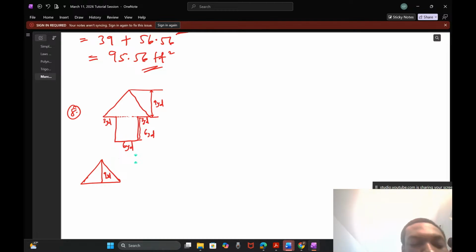So if we want to get the length of the base of this triangle, this place is 6 yard. So the length is going to be from here to here. Okay. So this will be 3 yard plus 6 yard. That will be 9 yard. 9 yard plus 3 yard is 12 yard. So from here to here is 12 yard. Okay.